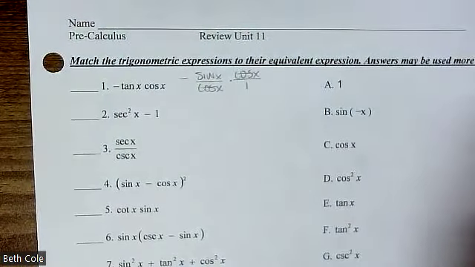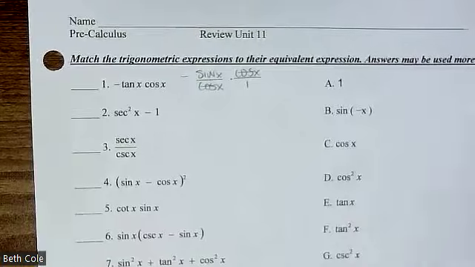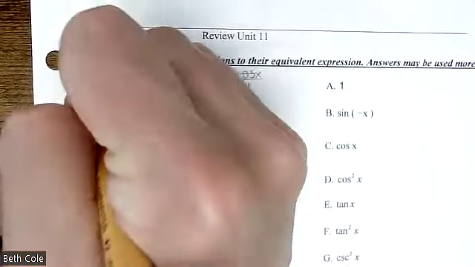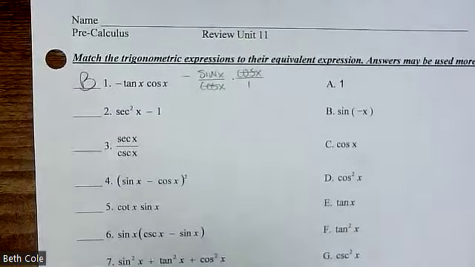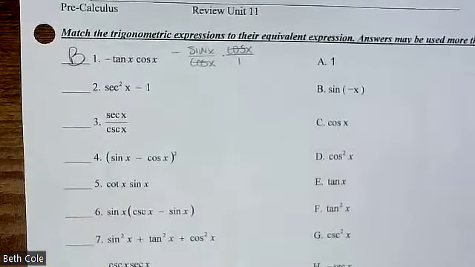Now it comes out to negative sine, but which thing over here means that? B. I'm not going to scratch it off though, because these can get used more than once. On your test, they won't though. They will all match with something on your test. So you can use like process of elimination.